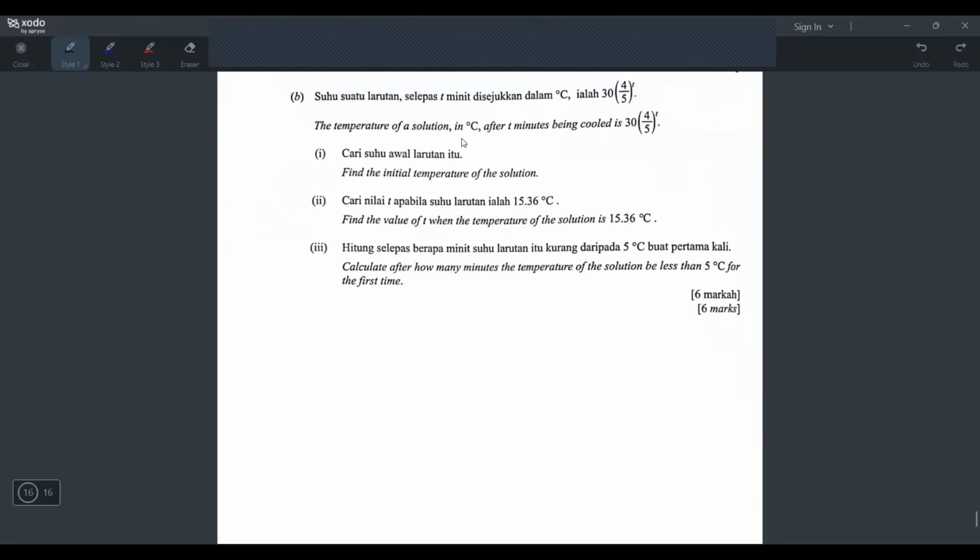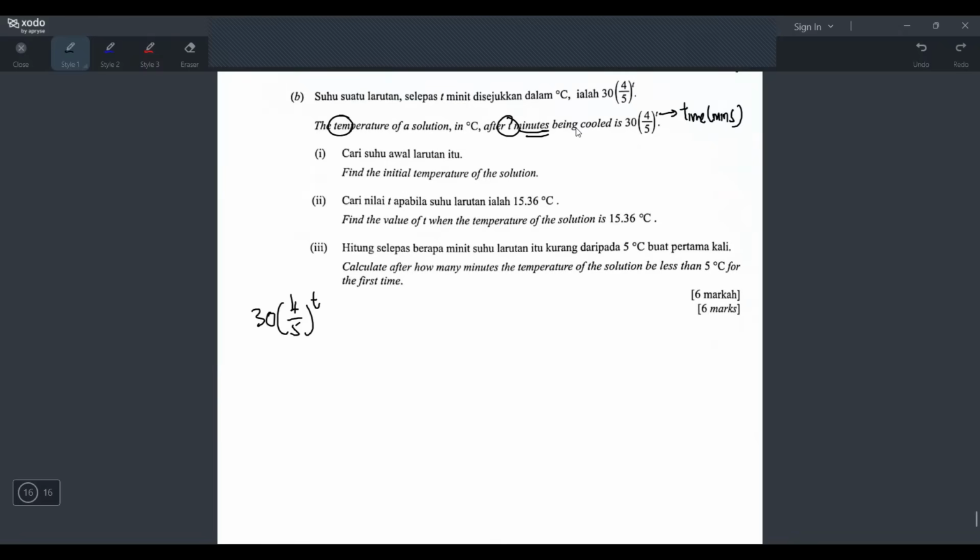B. The temperature of a solution in degrees Celsius after T minutes of being cooled is this. So this is the formula to find the temperature: 30 bracket 4/5 power T. All right. So the temperature is in degrees Celsius, but the T is the time in minutes. So this T is the time in minutes, right? After being cooled for how many minutes?